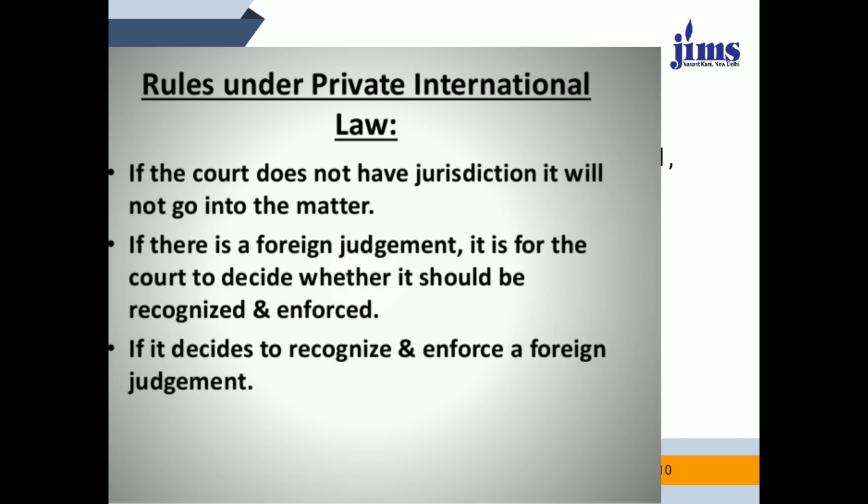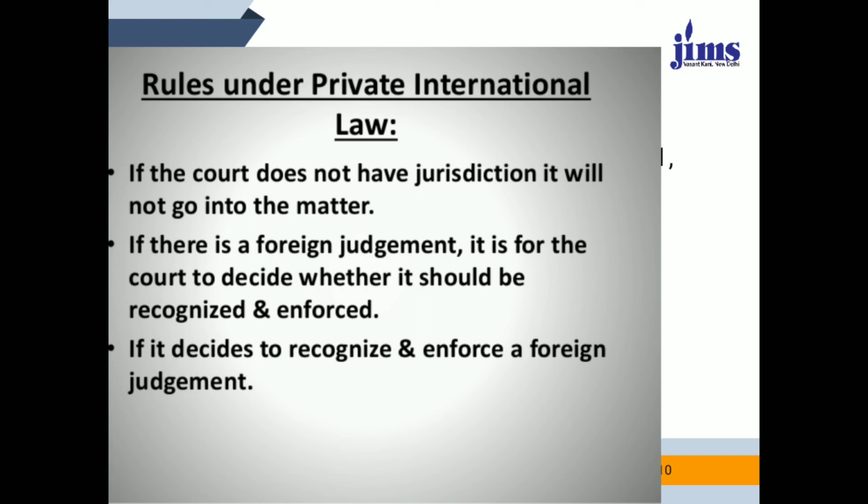Next we move to the rules under private international law. If the court doesn't have jurisdiction, it will not go into the matter. If there is a foreign judgment, it is for the court to decide whether it should be recognized and enforced. If it decides to recognize and enforce a foreign judgment, so these are the rules that all the courts have to abide by under private international law.